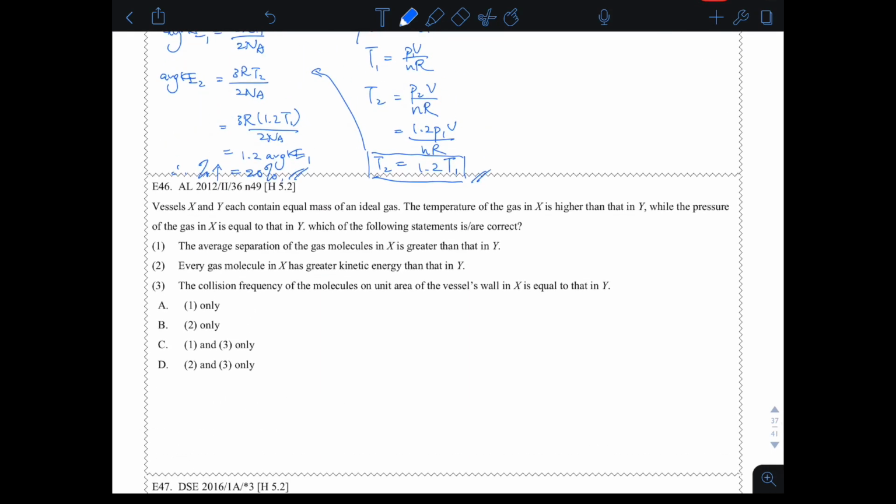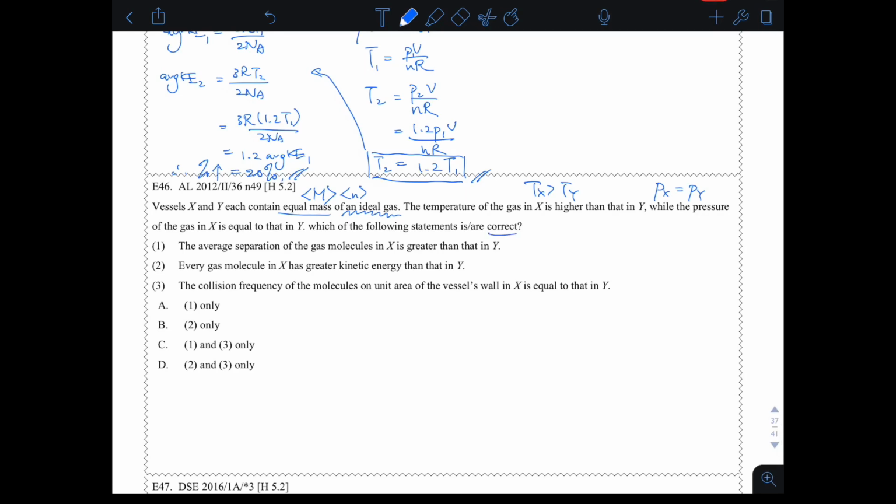And next, here we have two vessels X and Y which contain equal mass, that means they got the same big M, of an ideal gas. That means we got the same number of molecules, because we are talking about the same type of gas, so every single molecule has the same mass. If you have the same total mass, then you must have the same amount of molecules inside. And the temperature of X is higher, Tx is greater than Ty, while the pressure is equal, so Px is equal to Py.